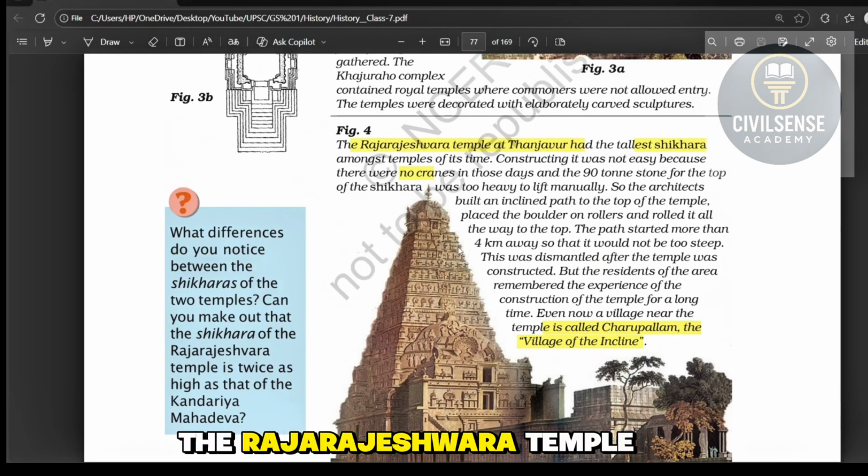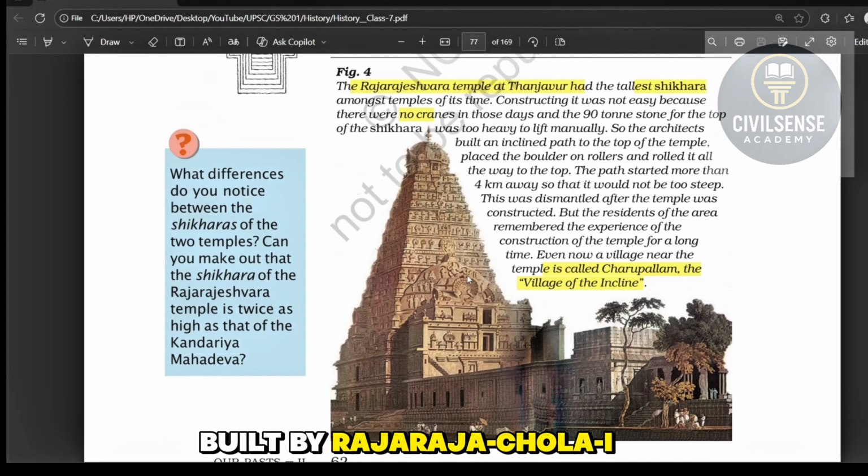Then we have the Rajarajeshwara temple at Tanjore, built by Rajaraja Chola I. It had the tallest shikara of its time. Here's something fascinating. To place a 90-ton stone at the top, they built an inclined path almost 4 kilometers long. The stone was rolled slowly to the top using wooden rollers, a masterpiece of engineering, right? That's why even today the nearby village is called Charuppallam, meaning village of the incline.